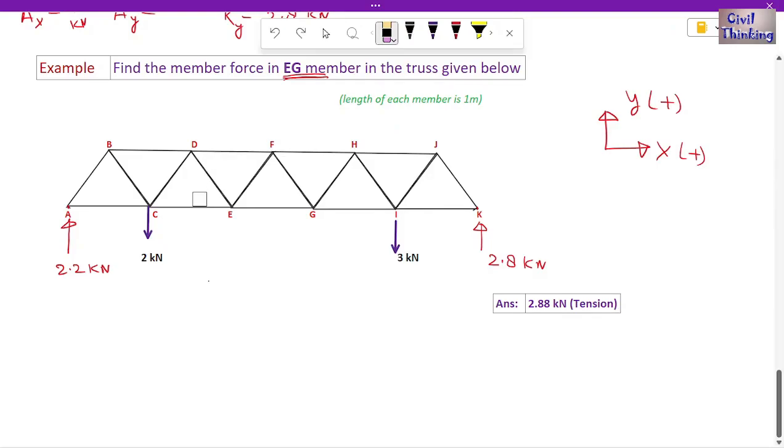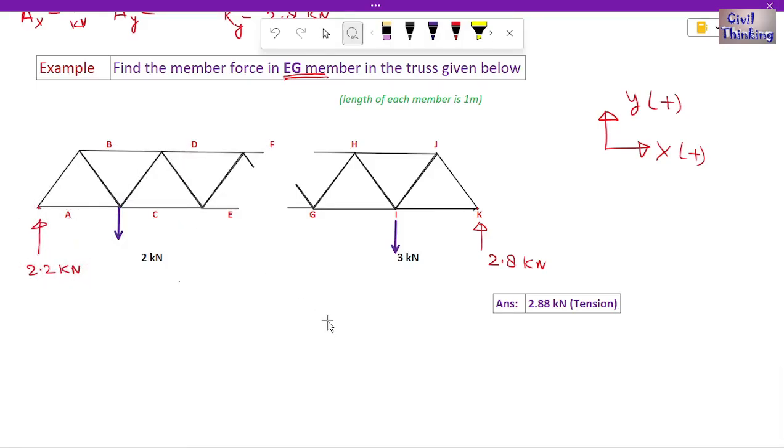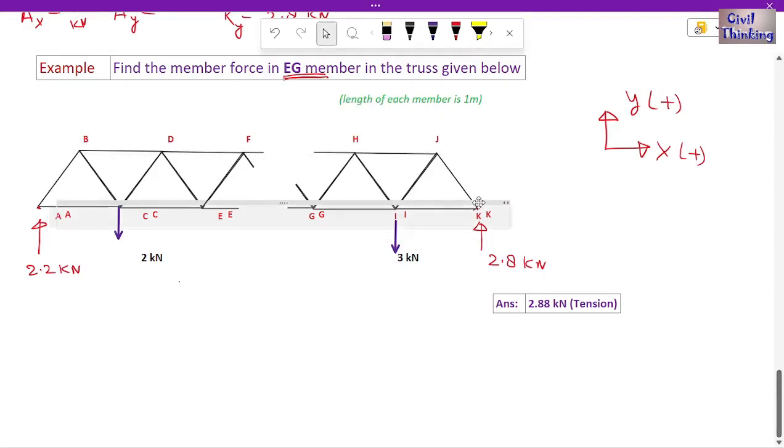So let me actually cut it. Sorry, not here. EG is this, okay? So we'll cut it like this, okay? So now this is the left part and this is the right part. So let me separate them a bit. Okay, so these are the two parts, the left part and the right part. Let me choose the right part. Okay, I will analyze the right part.